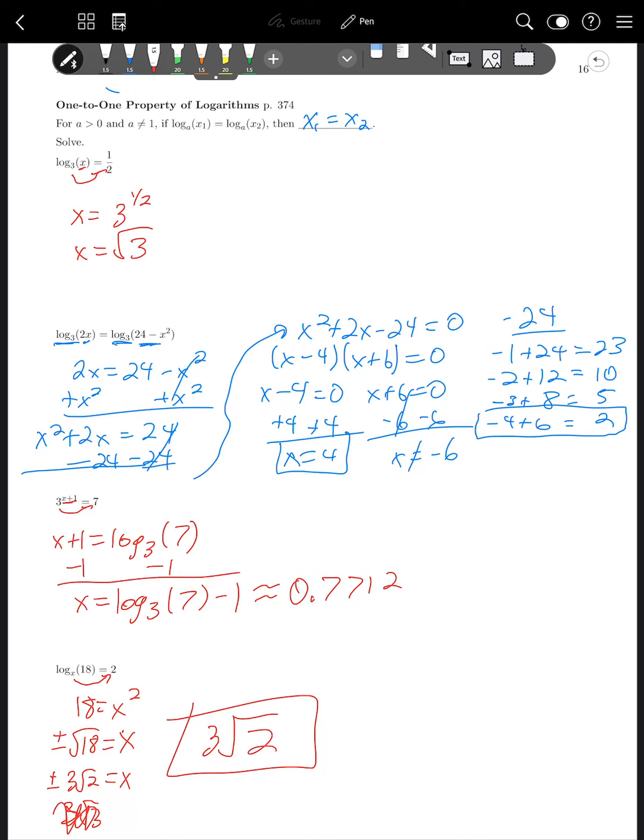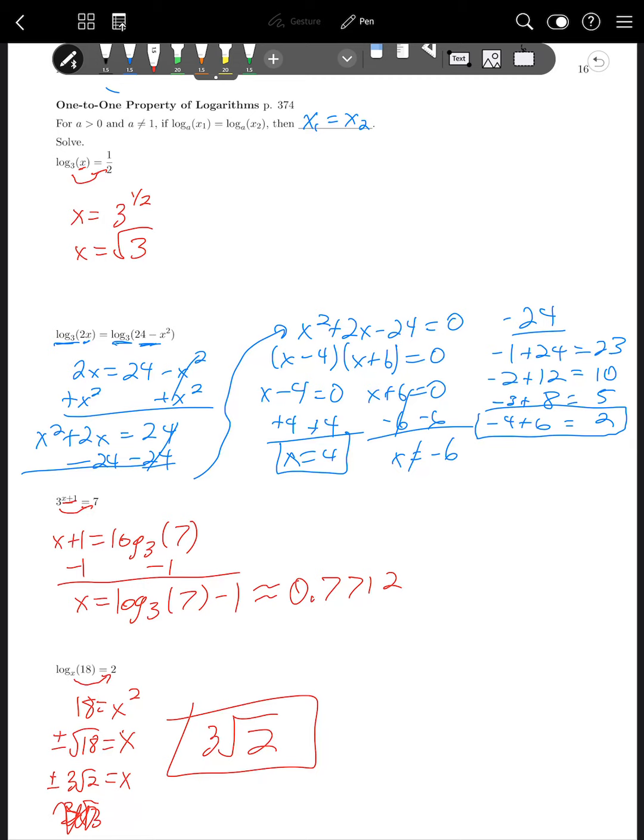Okay, so that's the idea. You can use the one-to-one property if you have more than one logarithm in it. If you don't have more than one logarithm or exponential, you can now use the definition of logarithm to solve equations we weren't able to do before.